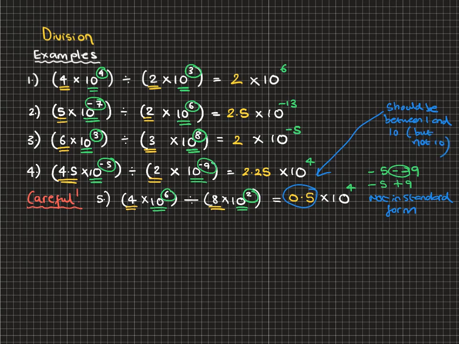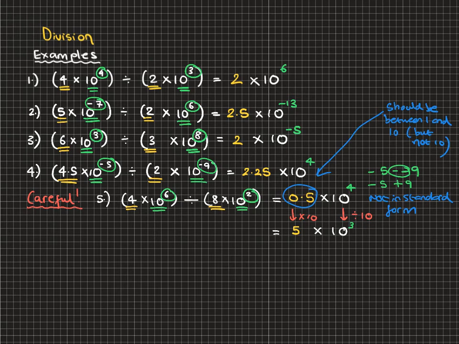So that means we need to do a little bit of that conversion we looked at. So I need to convert 0.5 into a number between 1 and 10. I'm going to obviously convert it into the number 5, or 5.0, by multiplying by 10, which means here I need to divide by 10 in order to balance out the calculation. If one part of the calculation has been multiplied by 10, the other part's going to need to be divided by 10 to keep the number the same. So 10 to the 4 divided by 10 gives me 10 cubed.